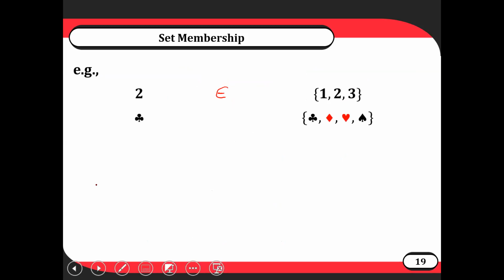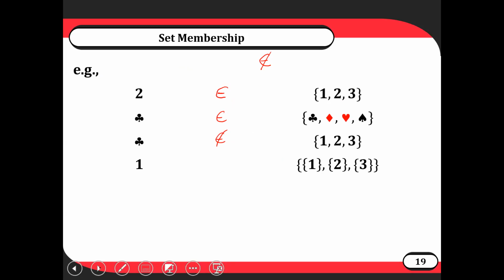And again, if we wanted to, we can express it this way as well, to say that something is not a member of that set. So in this case, the club is a member of this set. In this case, it is not a member of this set.